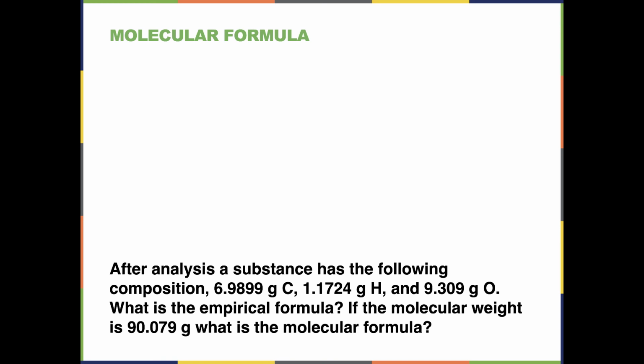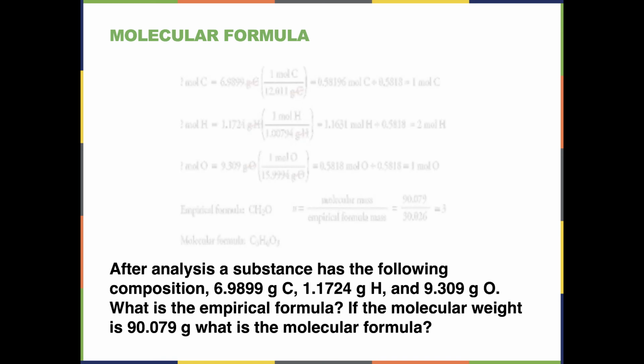So an analysis of a substance shows that it's 6.9899 grams of carbon, 1.1724 grams of hydrogen, and 9.309 grams of oxygen. What is the empirical formula? And if the molecular weight is 90.079, what is the molecular formula?